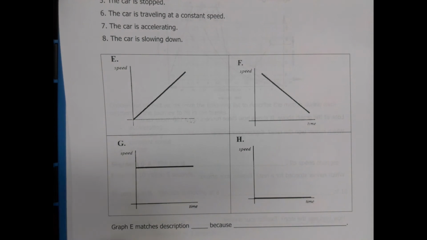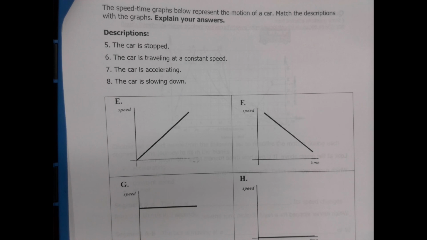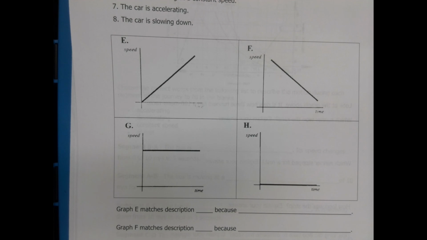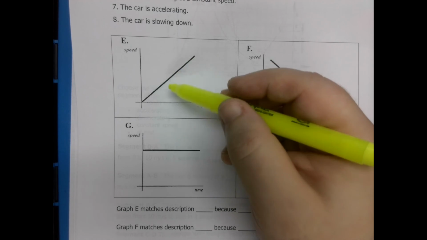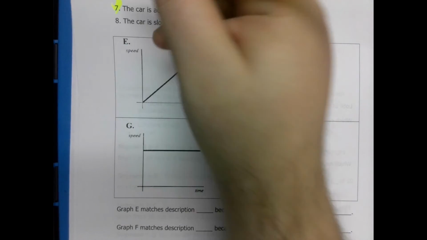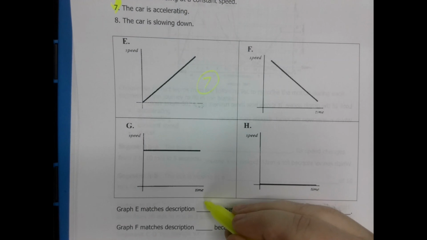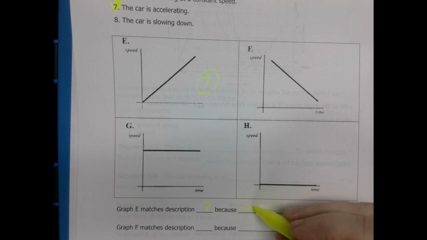So let's do some examples here. The speed time graphs below represent the motion of the car. Match the descriptions. So graph E matches which description? E is constantly increasing speed, so it's acceleration. So this would be 7. And we know this because it's a sloped straight line.